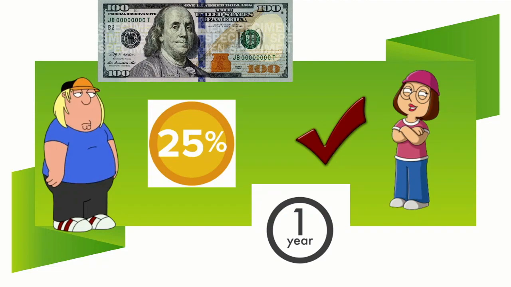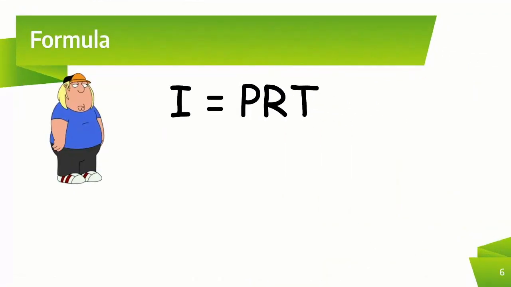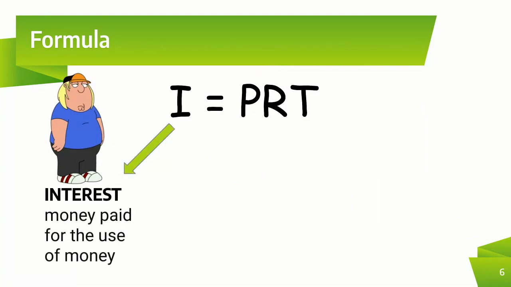Let's figure out how much money Chris is going to pay Meg back after he borrows the money. We use the formula I equals PRT. Remember, interest is the money paid for the use of money. So what we're trying to figure out is how much extra he is going to have to give Meg back. We know he has to give her the $100, but we have to figure out how much money in interest he has to give her as well.